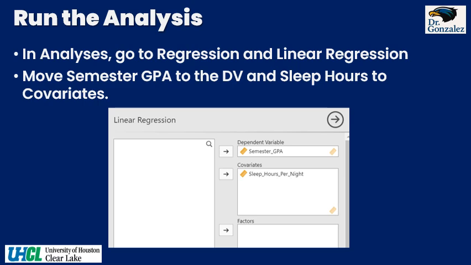So how do you do this in Jamovi? Well, you're going to go to analyses and you're going to go to regression and you're going to pull linear regression down. And what you're going to do is move over, in this particular data set, there's only two variables: semester GPA to the dependent variable, and then sleep hours to the covariate. So you have linear regression, there's your dependent variable, semester GPA, and covariates, sleep hours per night.